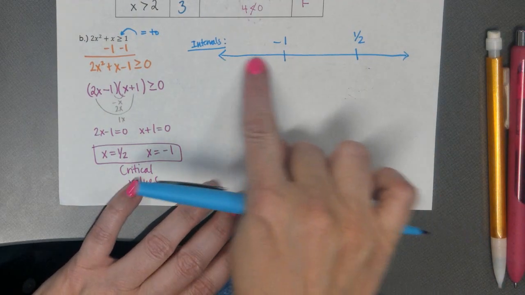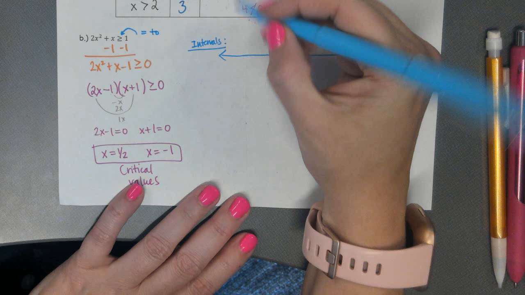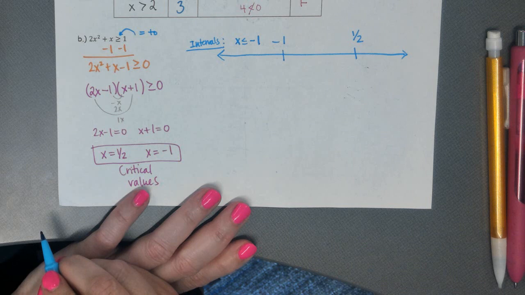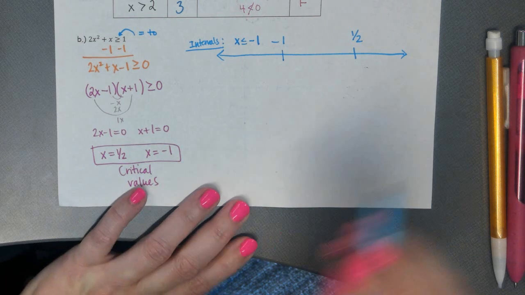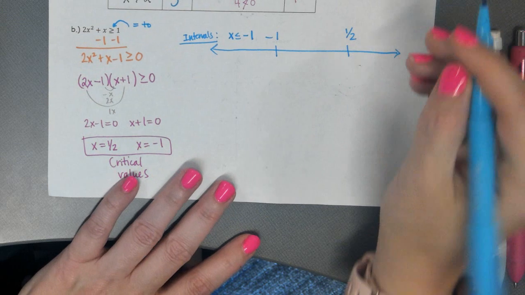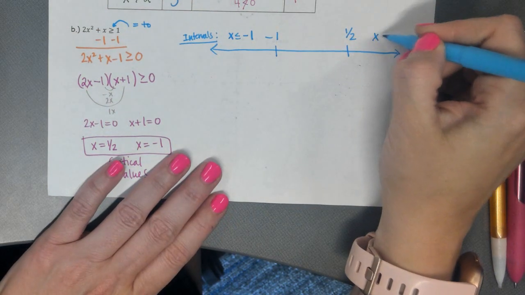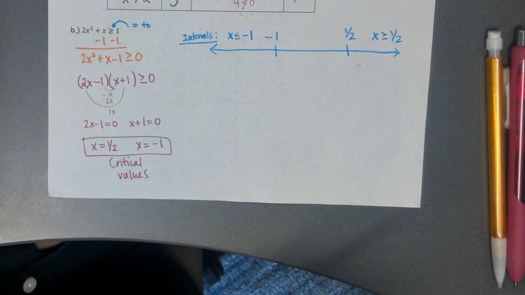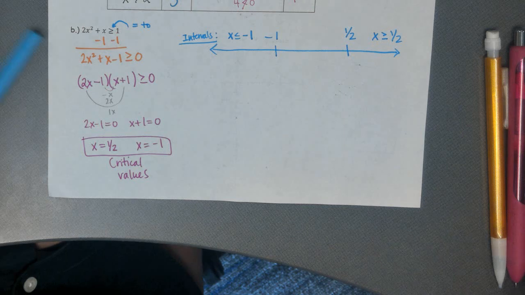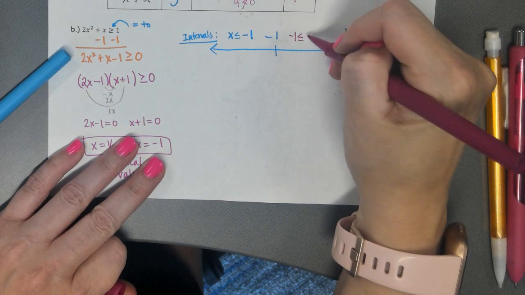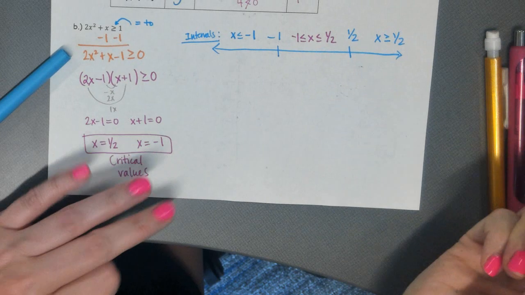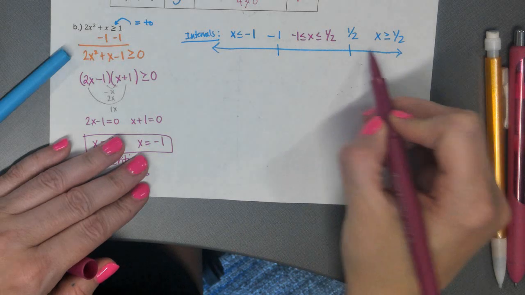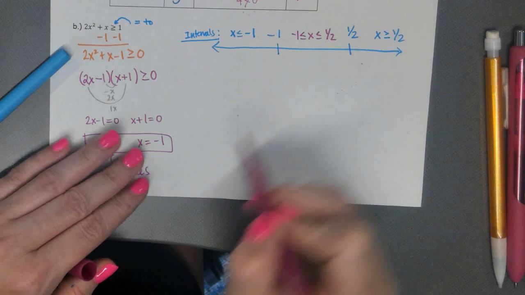So this part are all the values that are less than or equal to negative 1. On this side, it's all the values that are greater than or equal to 1/2. And in the middle is negative 1 is less than or equal to x, which is less than or equal to 1/2. Okay, so you have these 3 intervals. 1, 2, 3. Okay, those are our 3.